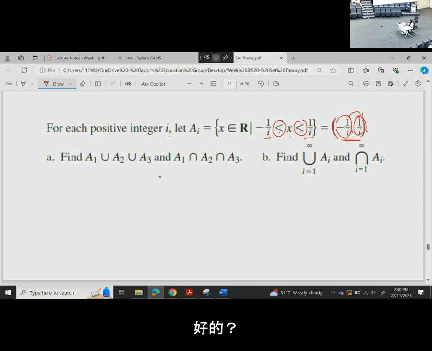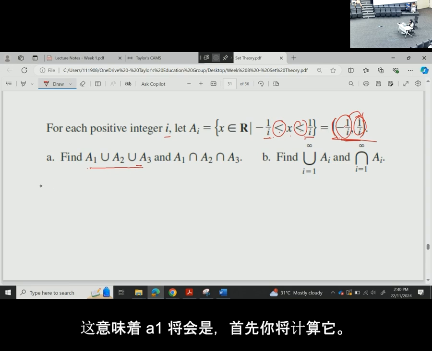All right. And now you have to find the union. So you have to find the union of 3 sets looking at this range. Okay, so what does it mean? That you have 3 sets. It means A1 will be, first you will compute this.